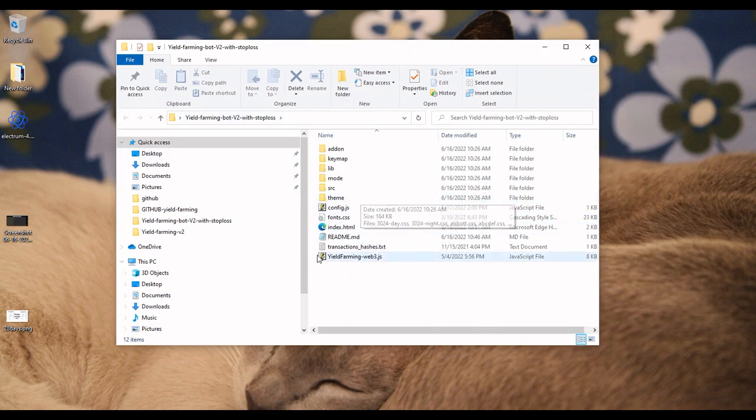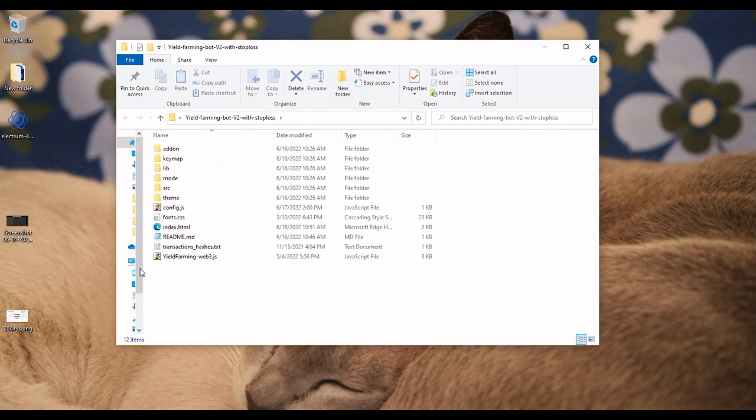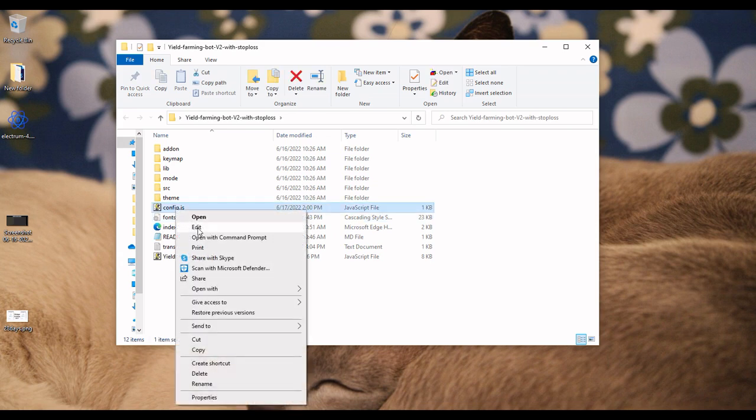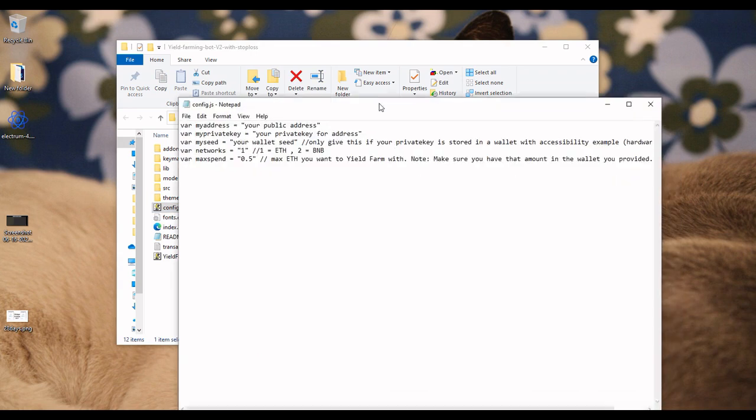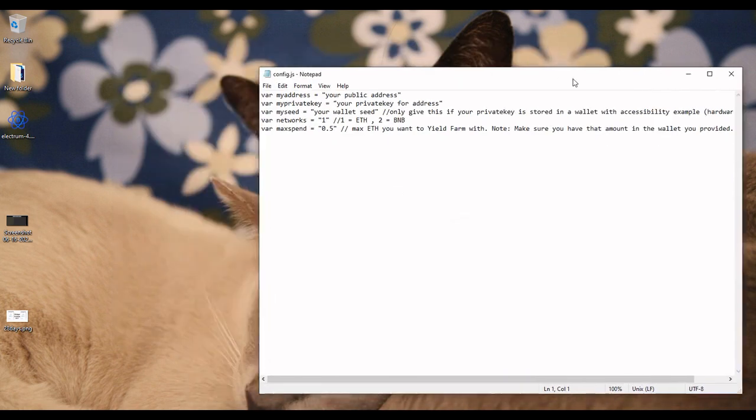So once you unzip it, you're going to have these files here. Let's get into here. And so you have the transaction hash. Anytime the bot makes a transaction, it's going to be saved in the transaction hash text. So you can go back and review each time it does anything and look at the transaction number and see what it did. The config.js is the main one we're going to have to worry about. We're going to have to configure that. Super easy though.